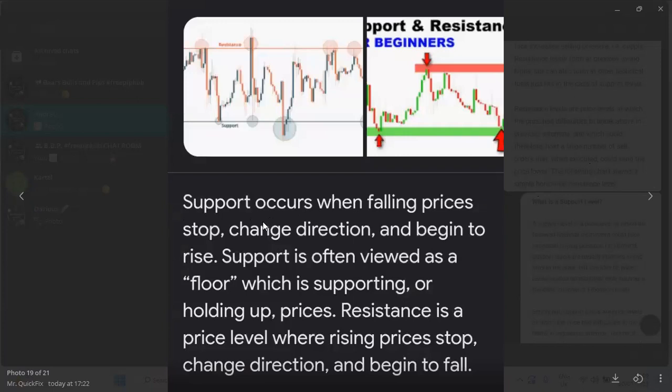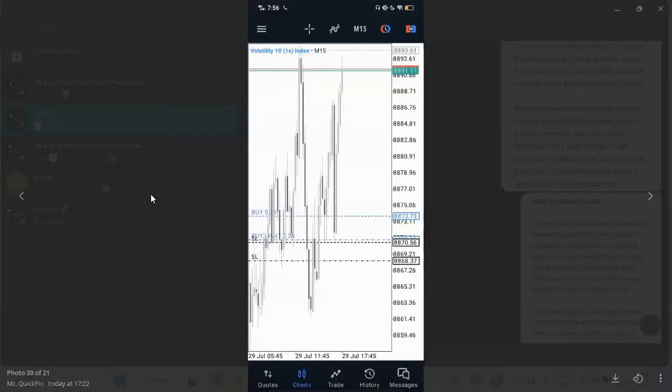Now, support and how it occurs. Support occurs when falling prices stop, change direction, and begin to rise. Support is often viewed as a floor, which is supporting or holding up price. Resistance is a price level where rising prices stop, change direction, and begin to fall. I hope everyone is listening and understands that very well. Okay, so this is a typical example of how you trade supply and demand, support and resistance.